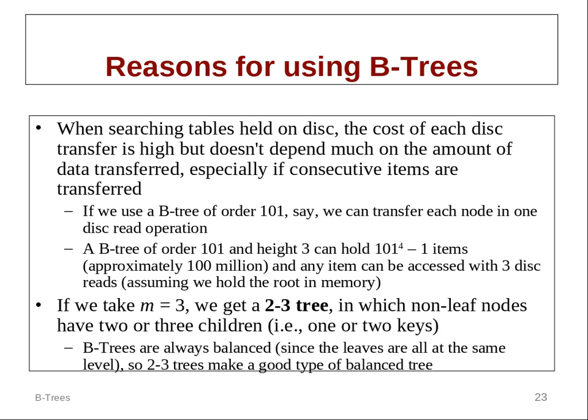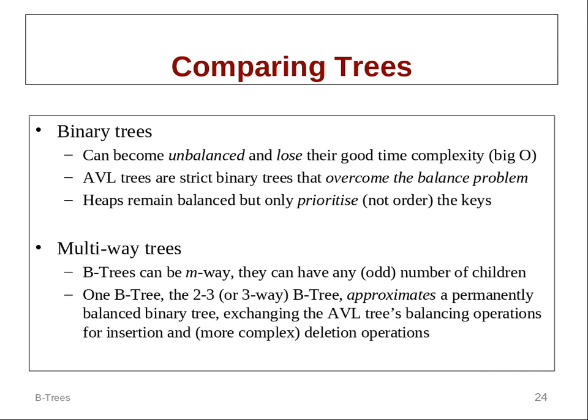B trees are always balanced since the leaves are on the same level, so 2-3 trees make a good type of balanced tree, aka balanced binary tree. So binary trees can be unbalanced and lose their time complexity for big O to log n. We've come up with other ways. You hopefully in Project 3 have evaluated different ways to balance them.